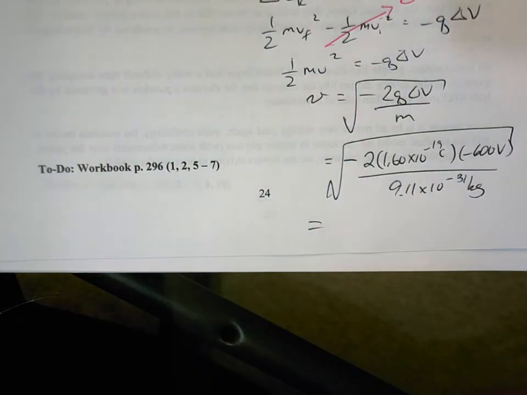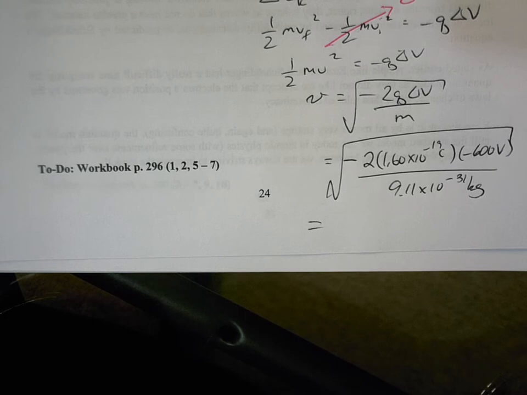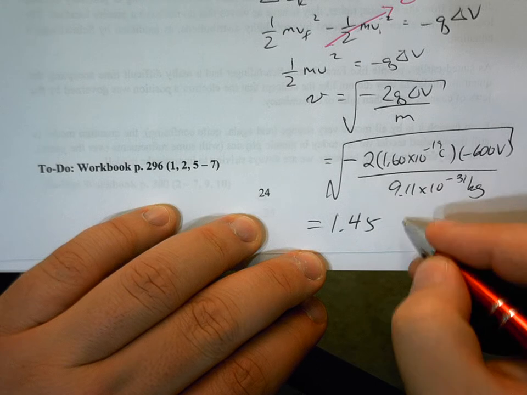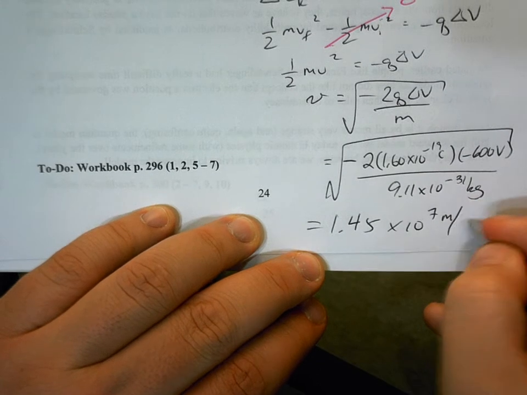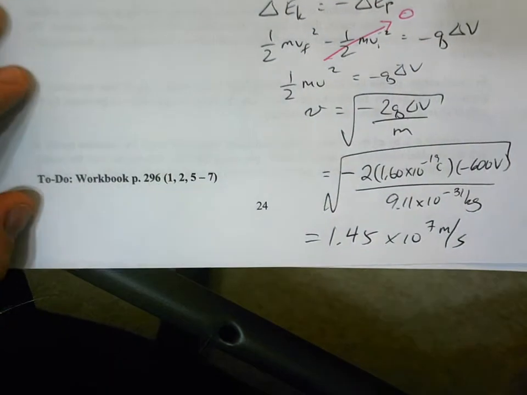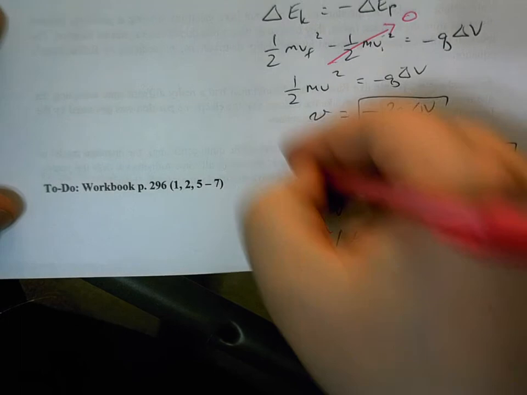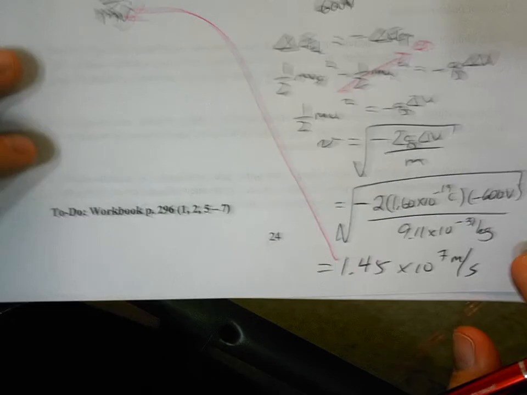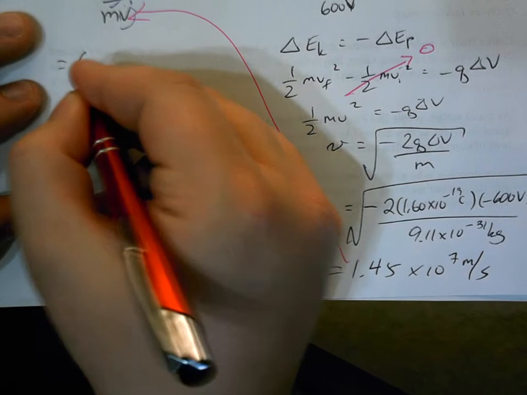So let's see what we're going to get here. What we want to do is find the speed of that electron as it crosses the potential gap. As it crosses the potential gap, it's going to end up reaching a speed of about 1.45 times 10 to the 7 meters per second. So that speed as it gets across the gap, that's the speed we're going to use in our de Broglie wavelength formula. So what we're going to do now is calculate the de Broglie wavelength.